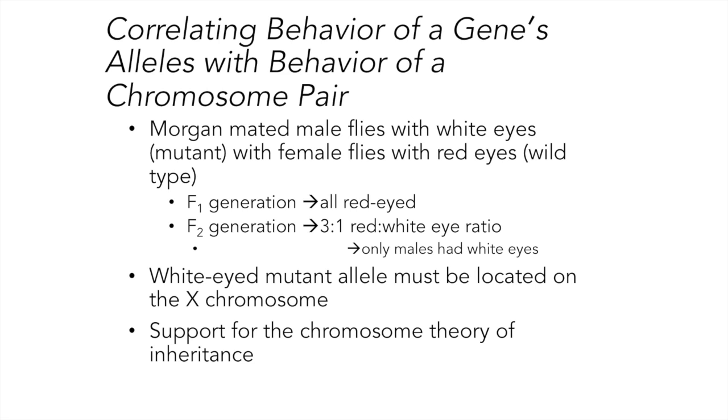So, nobody really cared that much about eye color in flies, but the significant discovery here was that since that white-eye trait only appeared in males, it followed that it had to have something to do with the sex chromosomes. And it stood to reason that that white-eyed mutation must be on the X chromosome, and therefore genes that encode things like eye color must be physically located on the chromosomes.